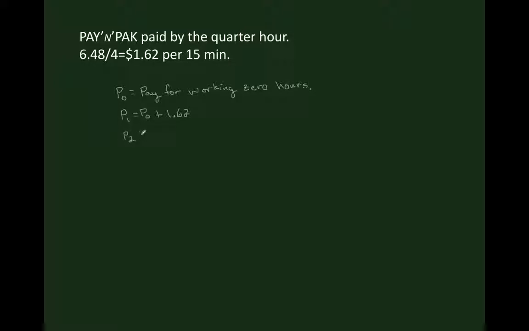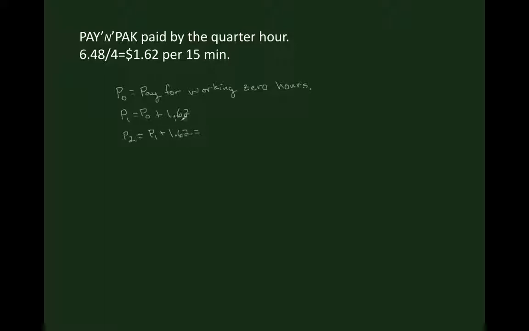P2 would then be P1 plus $1.62. So the idea here is I take the previous pay amount and I add another $1.62 for the second quarter hour.